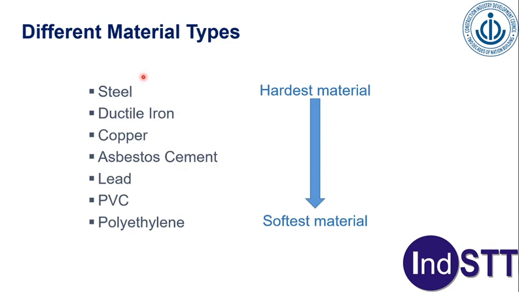So if we talk about different material types which are used, there is steel, ductile iron, copper, asbestos, cement, lead, PVC, polyethylene, and this is the hardest and this is the softest material.